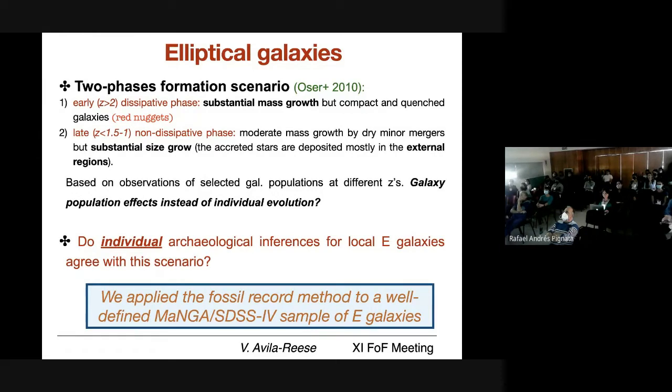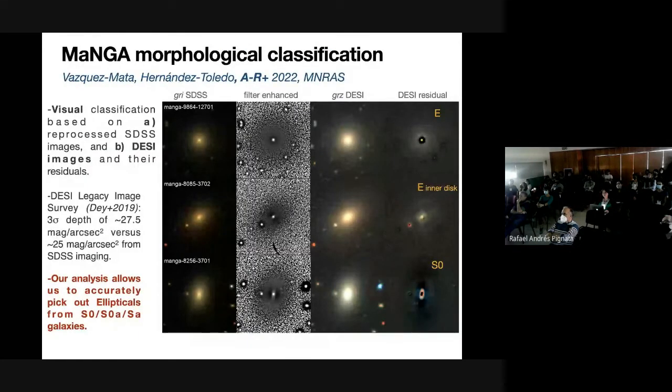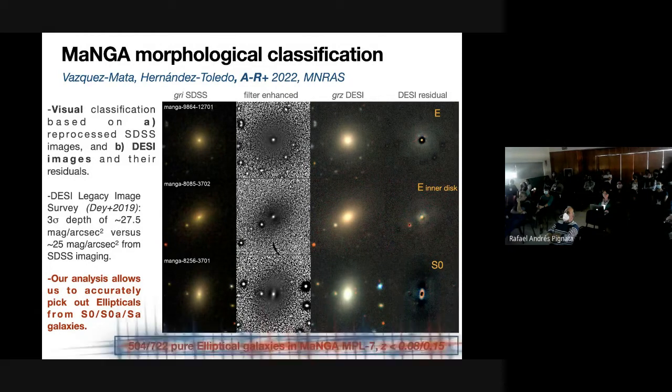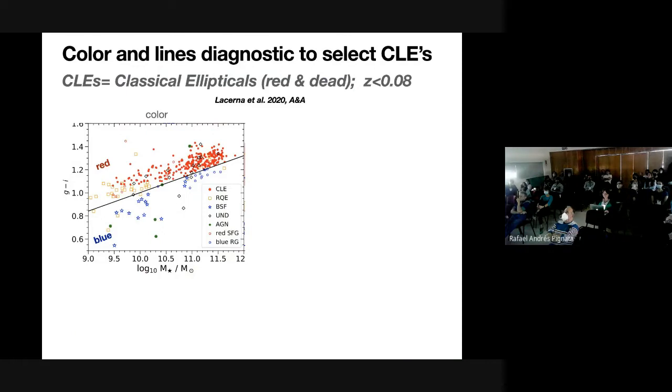So the question is, are the individual archaeological inferences in agreement with this scenario? First, we have to select our galaxies in MaNGA very well morphologically. This is a very recent work. We have a value-added catalog with a visual morphological classification using the DESI images for these MaNGA galaxies, not the Sloan ones. We classified morphologically all the 10,000 galaxies in MaNGA, very accurately. So we selected the elliptical galaxies, and we can even select the red and dead elliptical galaxies.